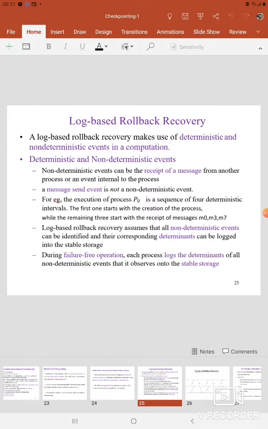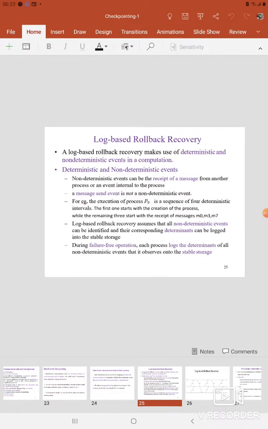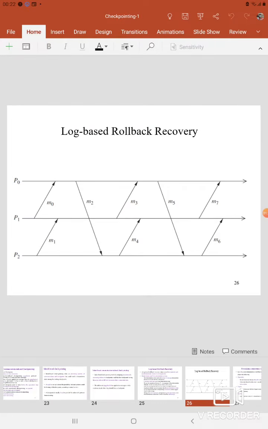For example, the execution of process P0 is a sequence of 4 deterministic intervals. The first one starts with the creation of the process, that is this one. So we are seeing the process P0. It starts with the creation of a process. It is a deterministic process.